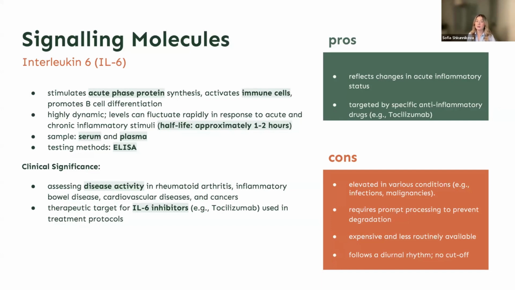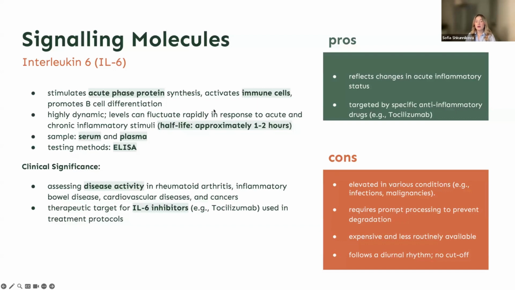It has a longer half-life than interleukin-1, so approximately 1 to 2 hours. The sample that is used for the analysis is also serum and plasma, and just like interleukin-1, it is measured by ELISA. Currently, clinically, it's used to assess disease activity in RA, in inflammatory bowel disease, in cardiovascular disease, and in cancers. And it is also a therapeutic target for interleukin-6 inhibitors.